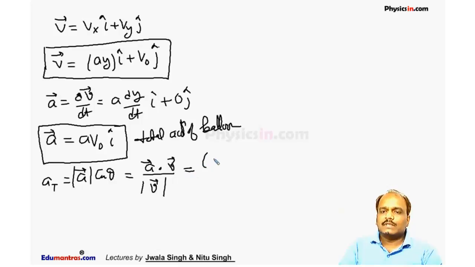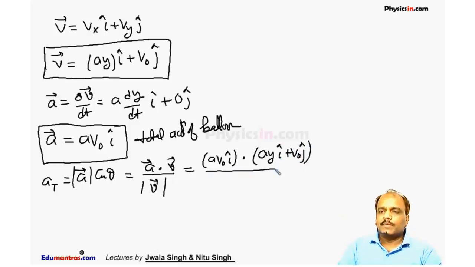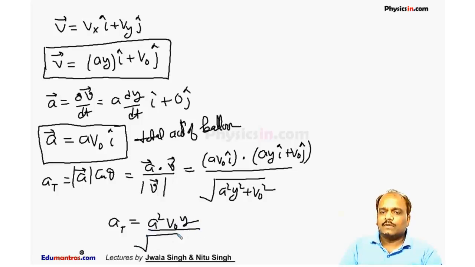We know a is equal to a v naught i cap. This is the acceleration dot velocity. We know velocity is a y i cap plus v naught j cap, divided by mod v, which is root over a square y square plus v naught square. So the tangential acceleration comes out to be, with the dot product i dot i is 1 and i dot j is 0, equal to a square v naught into y divided by root over a square y square plus v naught square. This is the tangential acceleration of the balloon.